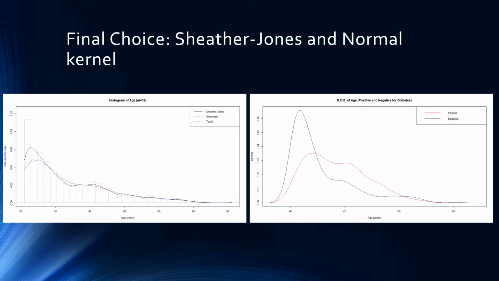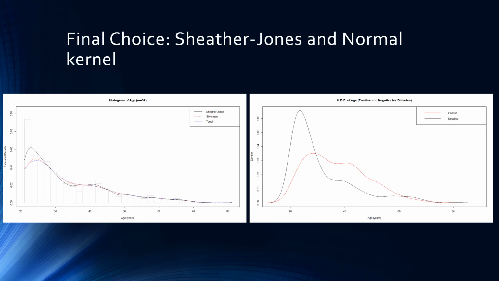So the final choice that we're going to use is just the one that we started with, the Sheather-Jones and the normal kernel. Looking at the final output right here, you see there's this hump, and the bandwidth allows the KDE to make note of it. The other ones tend to smooth this out a little bit.